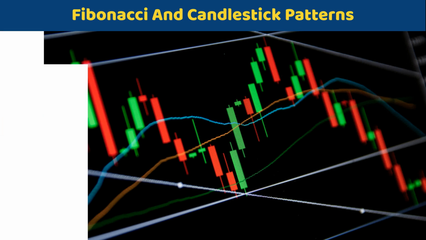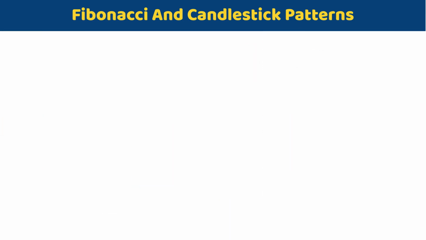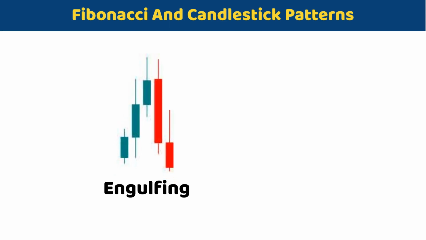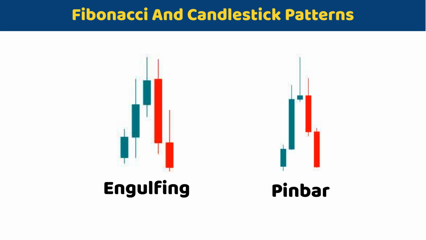For Fibonacci reversals, I recommend the following candlestick patterns: the engulfing pattern and the pin bar pattern. There are lots more different patterns, but from my experience these are the two best patterns to trade with Fibonacci as they have the highest probability and frequency. Let's start with the engulfing pattern and show you some examples.